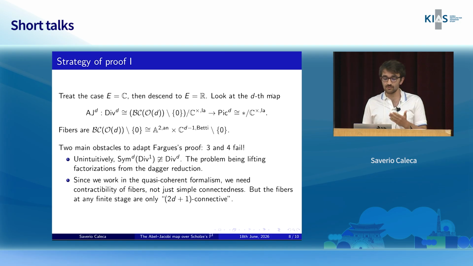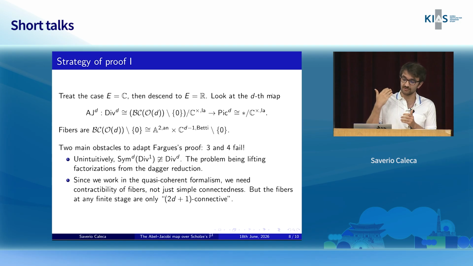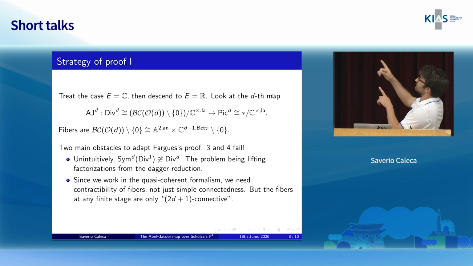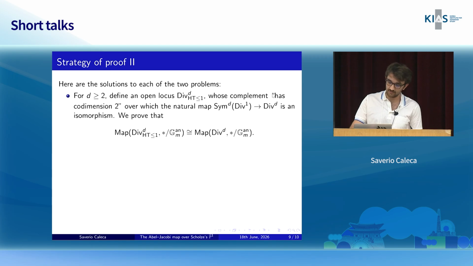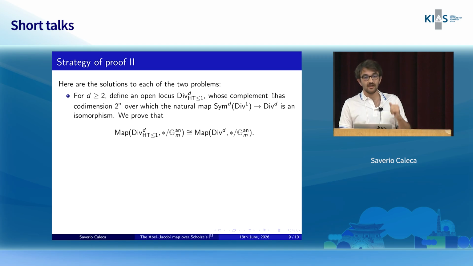And since we are working in the quasi-coherent formalism, we cannot be done by just using simple connectedness of the fiber. We actually need the contractibility. But you may notice that as d gets bigger, this space becomes more and more connected, d plus 1 connected, to be precise. So let's talk now about how we fix these problems.